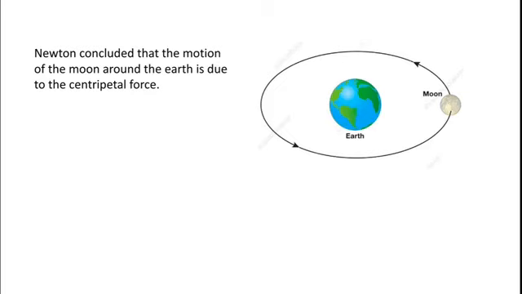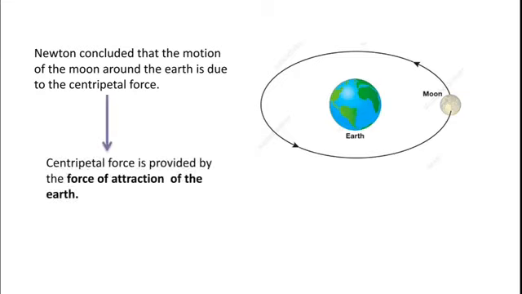So students, tell me, does the moon revolve in a nearly circular orbit if earth is not there? So obviously the answer is no. It means here the centripetal force is provided by the force of attraction of the earth. Hence we can say again, this is the force of attraction due to which the moon is able to revolve in a nearly circular orbit around the earth.